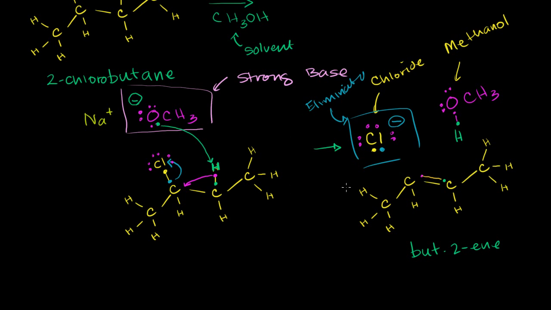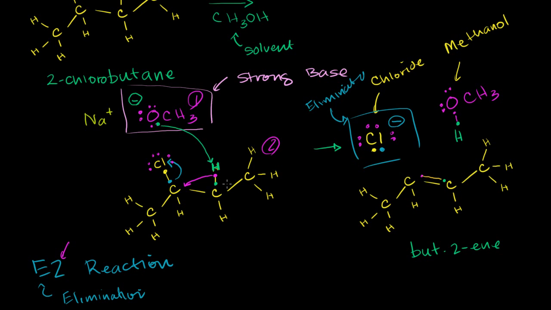And this type of reaction, where something is eliminated and both of the reactants are participating in the rate determining step, and we only had one step here, so that was the rate determining step, is called an E2 reaction. Once again, E stands for elimination, and the 2 stands for both reactants being involved in the rate determining step.